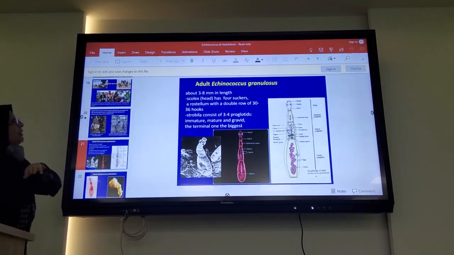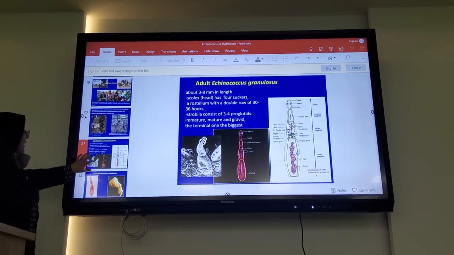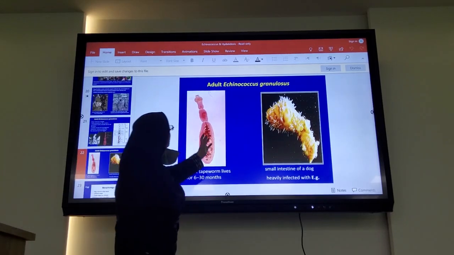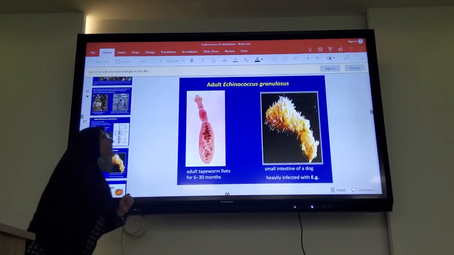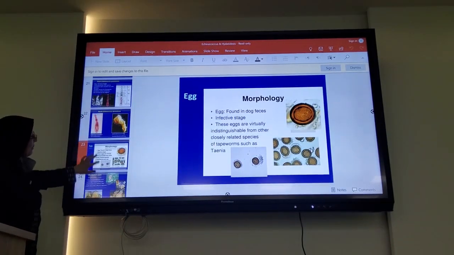I told you about the morphology, but I'm showing it to you in the practical class. I just want to show you that when the size of the parasite is small, too many of the adults can live in the intestine. This is the morphology of the egg.